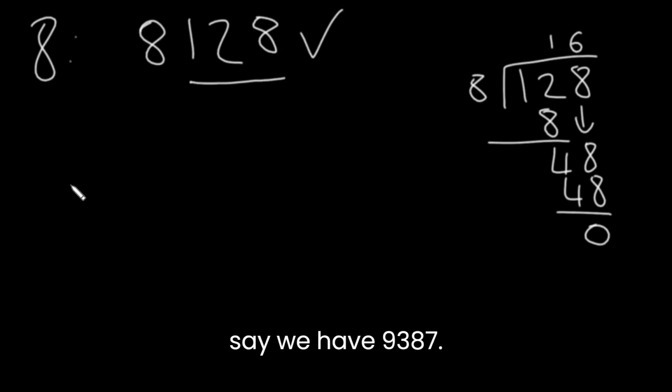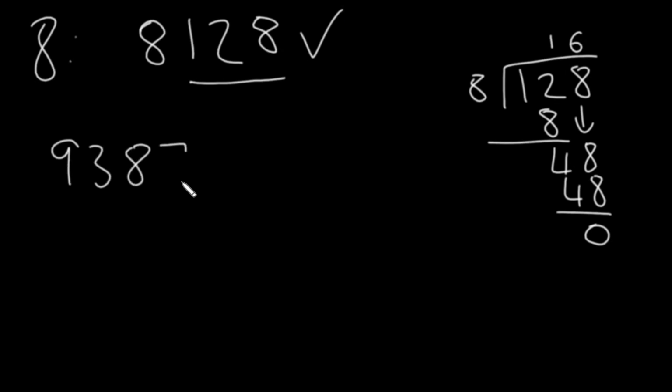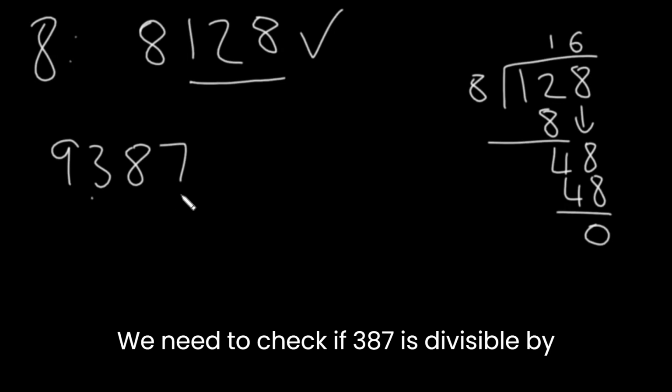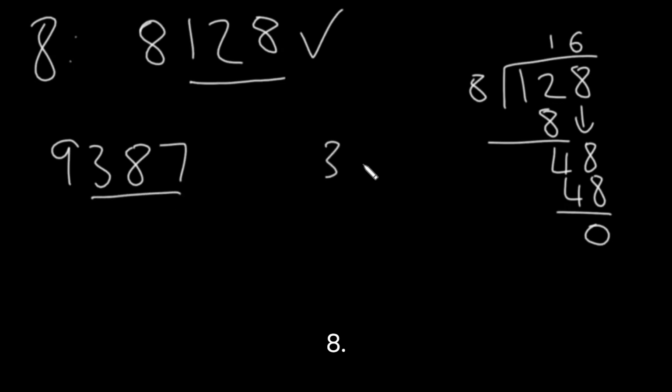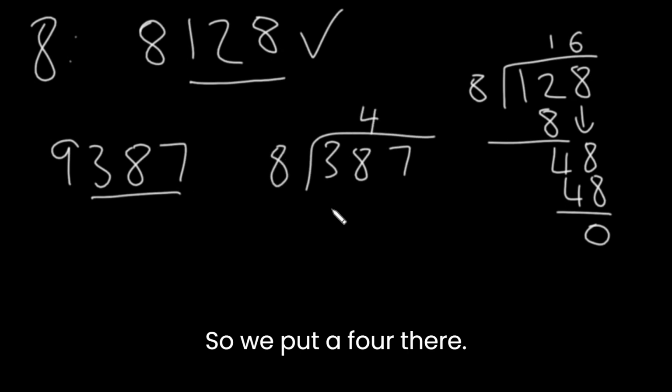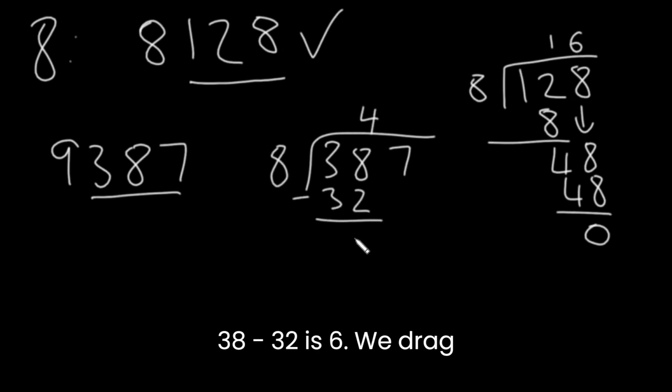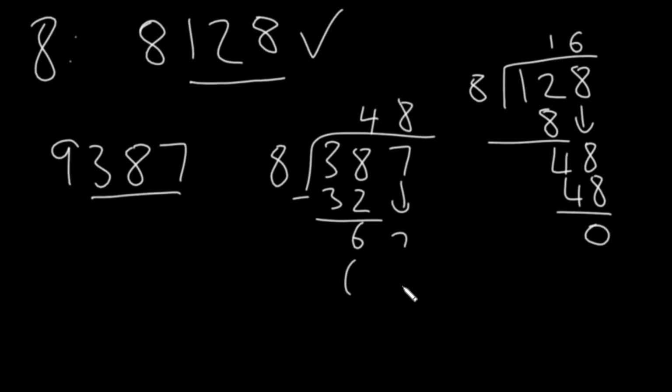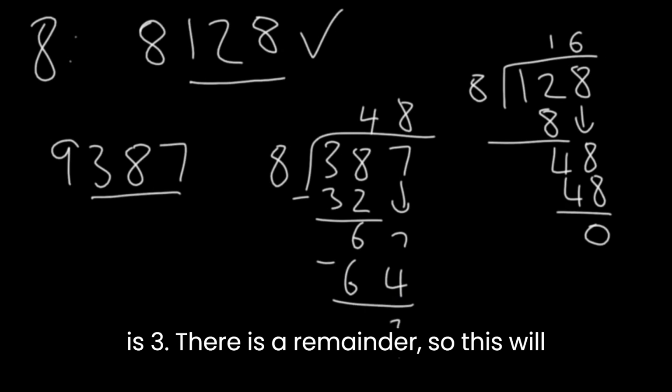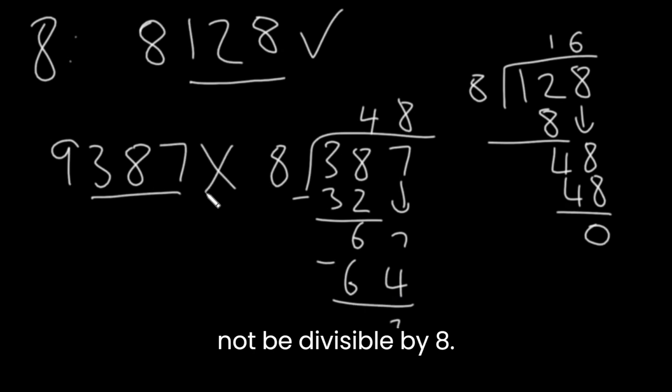Let's say we have 9,387. We need to check if 387 is divisible by 8. So we put a 4 there. 38 minus 32 is 6. We drag down the 7. 8 times 8 is 64. 67 minus 64 is 3. There is a remainder, so this will not be divisible by 8.